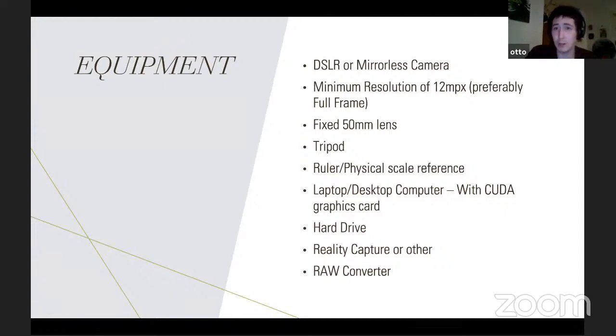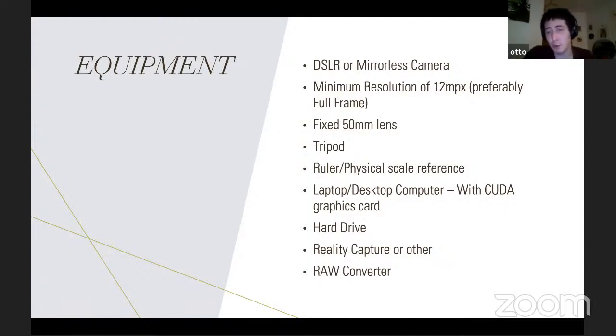We recommend generally a fixed 50mm lens because that's sort of our standard and is a sort of good jack of all trades lens. Tripod, as I mentioned, because your exposure times are often very slow. A physical reference or a ruler of some kind, because photogrammetry is standalone amongst most 3D recording technologies in that it doesn't have an inherent sense of scale. So you have to manually input it. Or you can combine it with another data set from, say, a LiDAR scanner in order to impart a sense of scale.